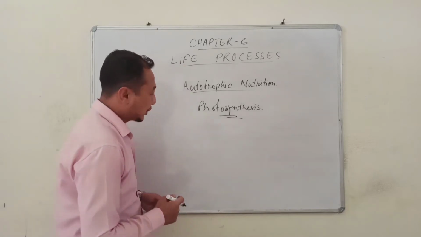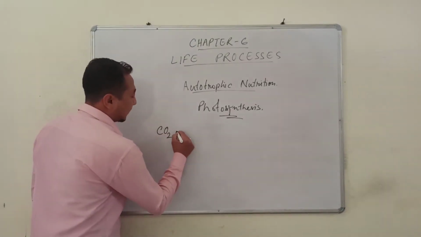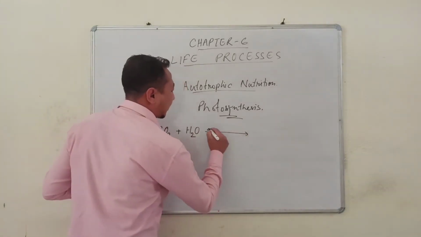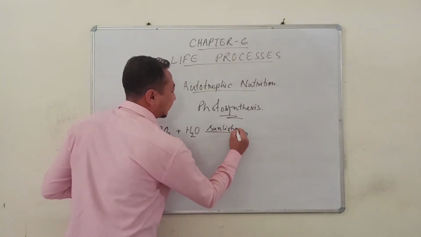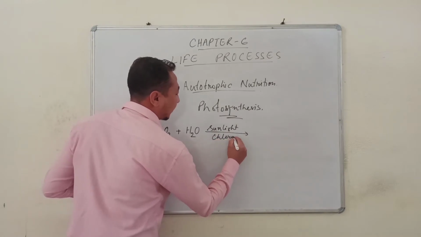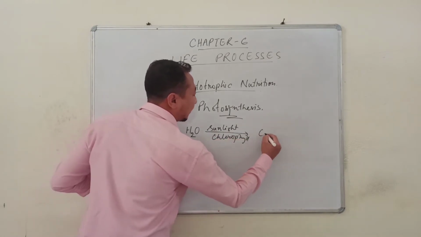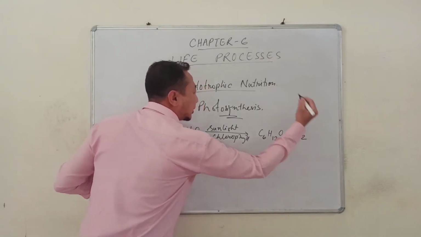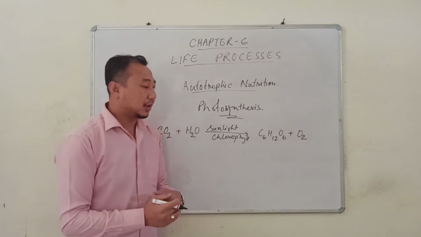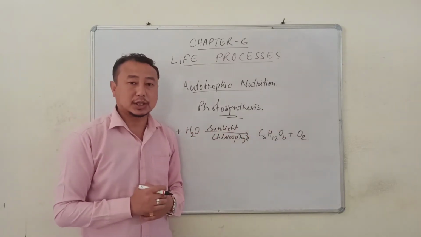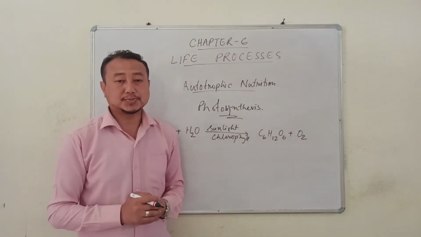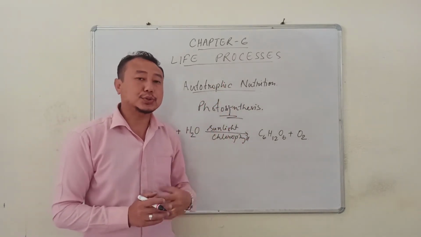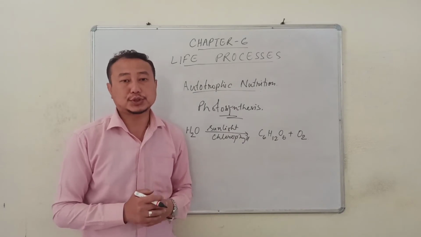During the process of photosynthesis, carbon dioxide from the atmosphere and water from the soil are utilized in the presence of sunlight and chlorophyll to form glucose, which is a carbohydrate. Along with that, oxygen is also produced. The reaction that is given here is not a balanced chemical equation, but it should be balanced. So let us see what are the different steps that take place during the process of photosynthesis.